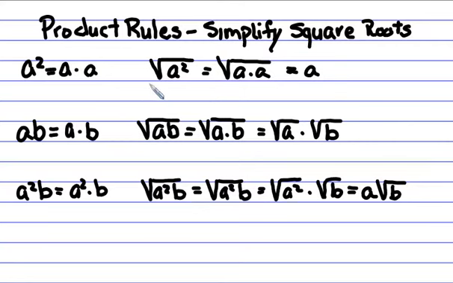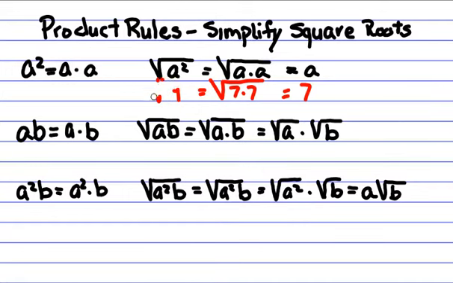So for example, if I have the number 49, the square root of 49 can also be written as 7 times 7. Well, to take the square root of 7 times 7, one of the 7's comes out and the radical disappears. So the square root of 49 is equal to 7. Okay.